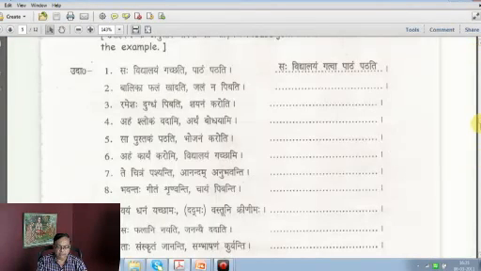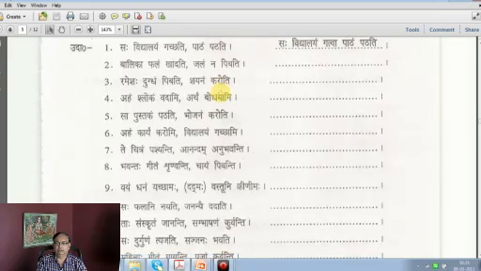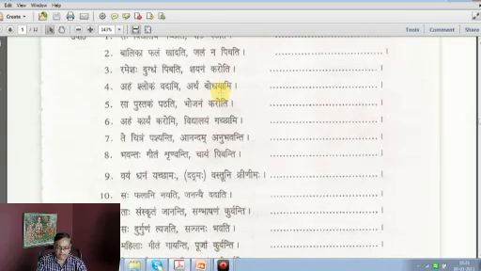So Ramesha dugdham pibati shayanam karoti. Ramesha dugdham pitva shayanam karoti. A person by name Ramesha sleeps after drinking milk. Dugdha stands for milk here. Kshiram, dugdham, both are same.